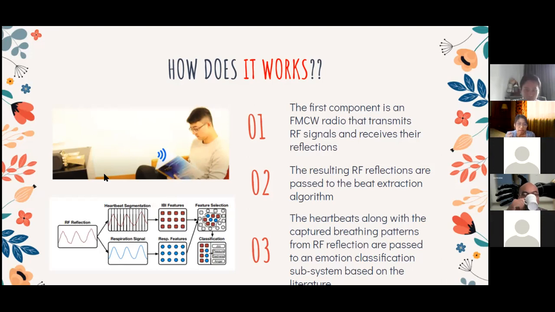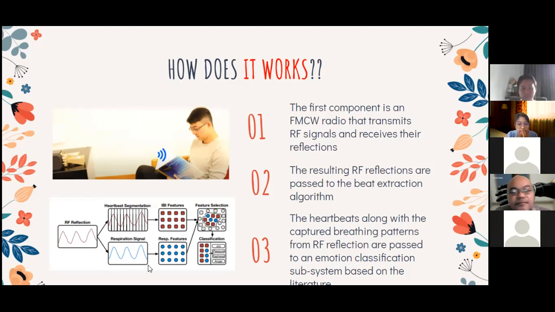But the problem is that breathing and heartbeat are both close to the chest, so they have to separate the signals. One thing they did is that they know breathing signals are constant and slow, but the heartbeat is faster, so they accelerate the signals to get the precise heartbeat signals.